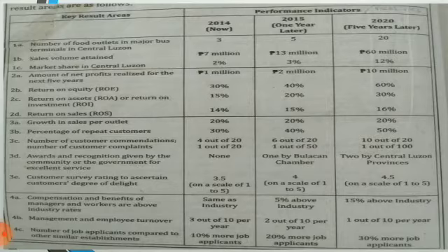Now, for the second, sales volume attained. So for now, you're projecting that you'll have a total sales of 7 million pesos. And then in 2015, you'll have a total of 13 million pesos. And then for 2020, you aim to have a sales of 60 million pesos.